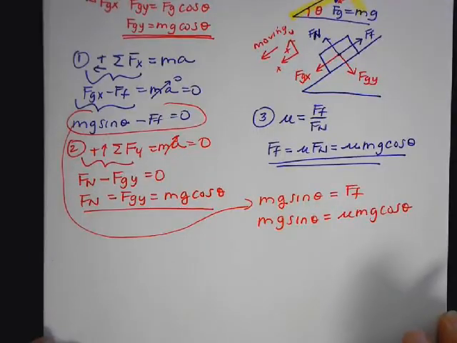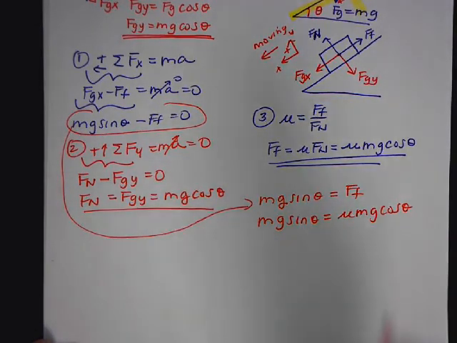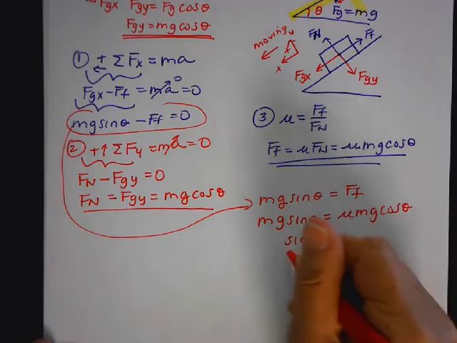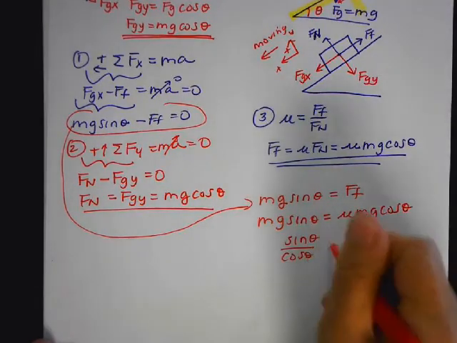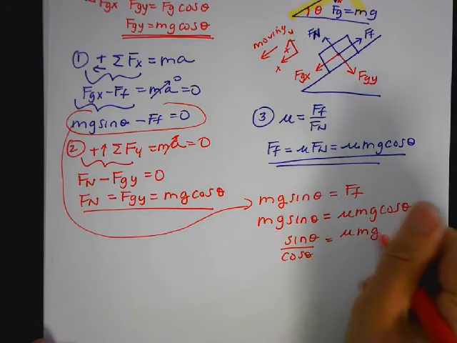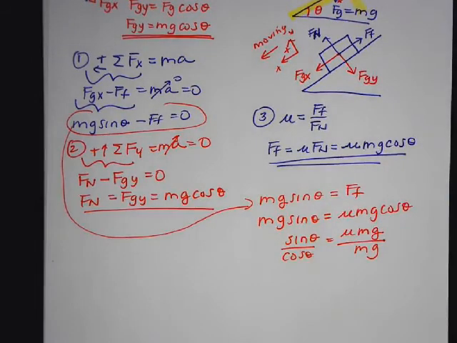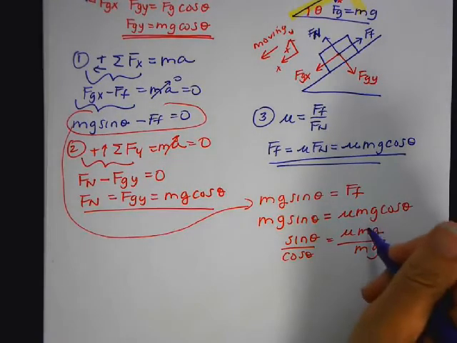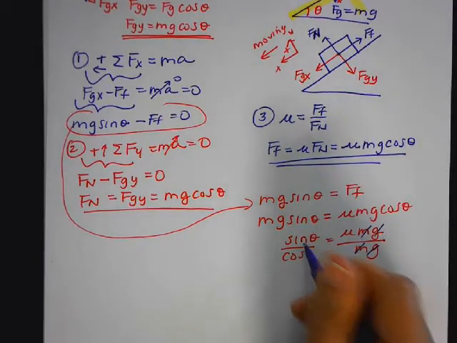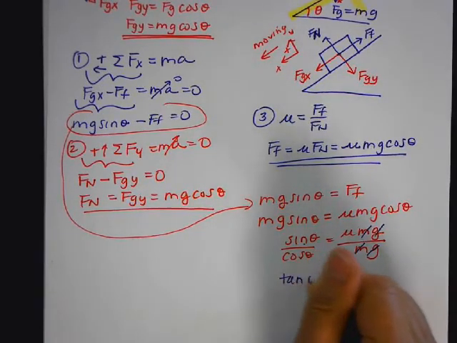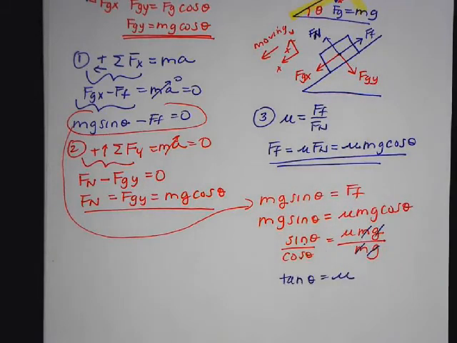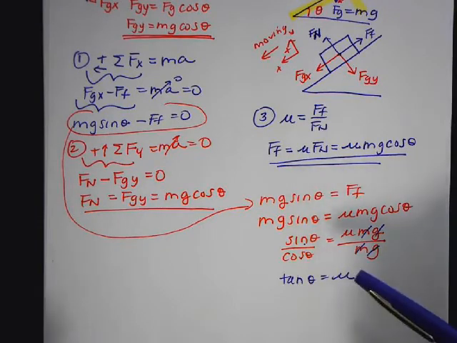Okay. What am I solving for? I'm solving for theta. So let me throw all the thetas on one side. I'm going to leave the sine of theta where it is. I'll divide by cosine theta. Then the mu mg is over here, and then I'm going to divide by mg. So now you're going to see this cancels, this cancels. Sine over cosine is tangent. So tangent theta is equal to mu. And that's it. Sometimes teachers just tell you to memorize this, but this is how you actually understand it.